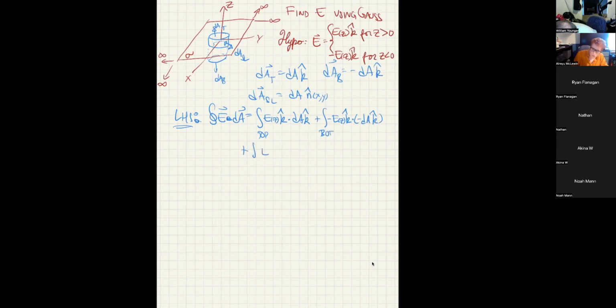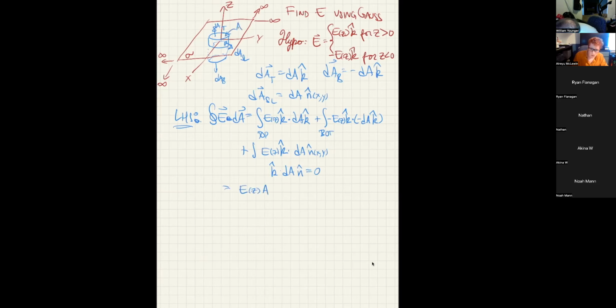Plus the integral of E of z k hat dotted with dA n hat of x and y. Now, k hat, why did I switch to that all of a sudden? So k hat dotted with dA n hat is equal to 0, because the n hat only has x and y components and the k hat only has a z component.